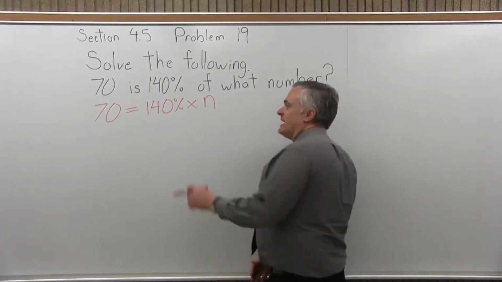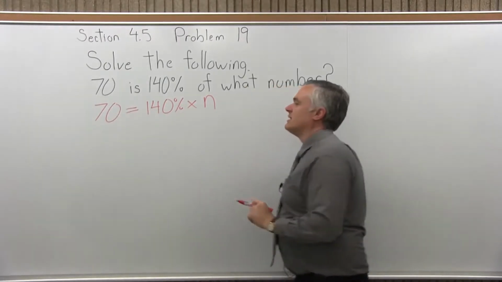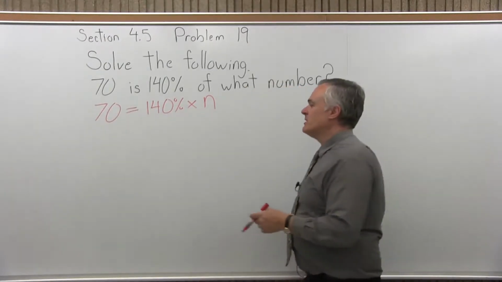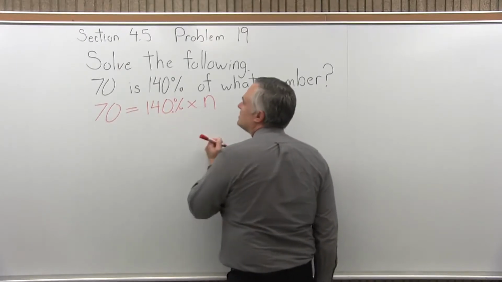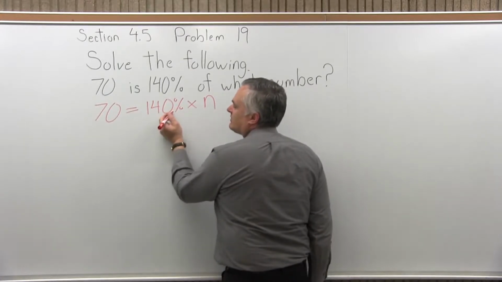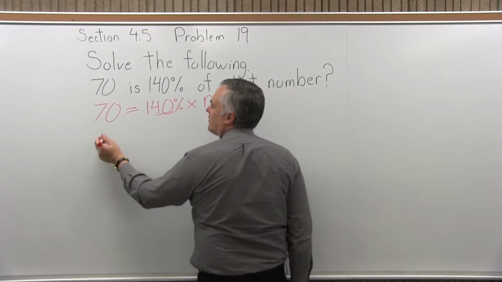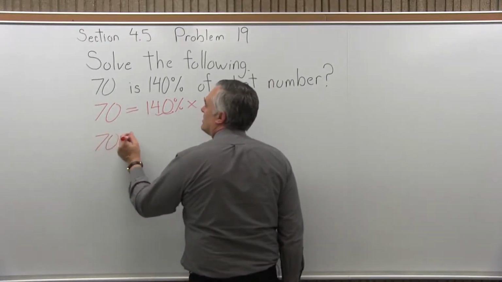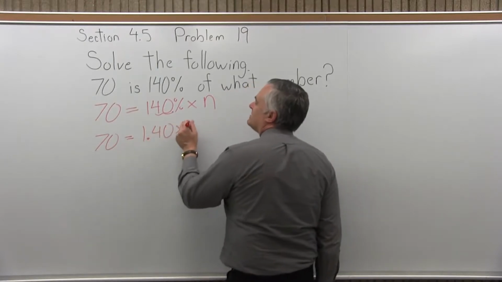Now, to actually solve this, I prefer to write the 140% in its decimal form. There's no decimal point written in the 140%, but it's assumed to be after the 0. So to make it a decimal, not a percent, you have to move the decimal point 2 positions to the left, so it'll show up between the 1 and the 4. So I can rewrite the equation as 70 is 1.40 times n.